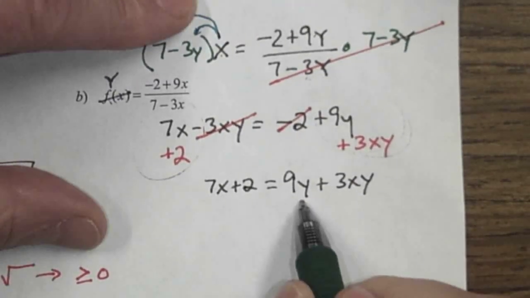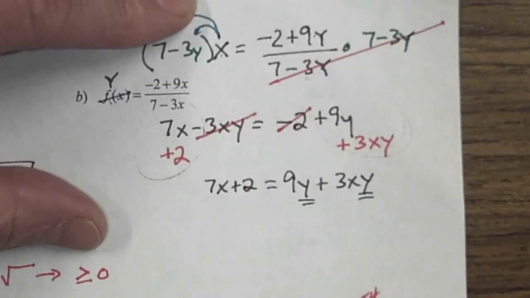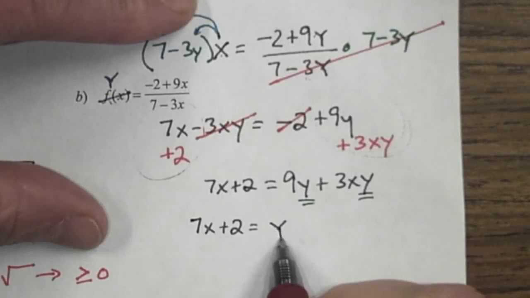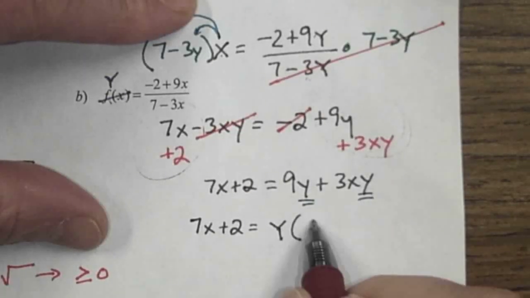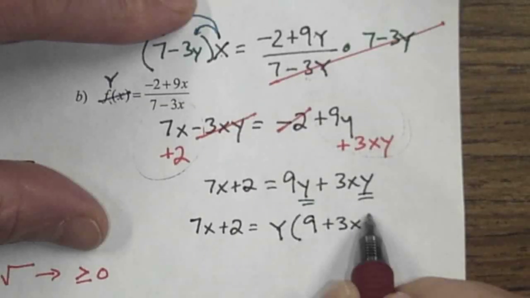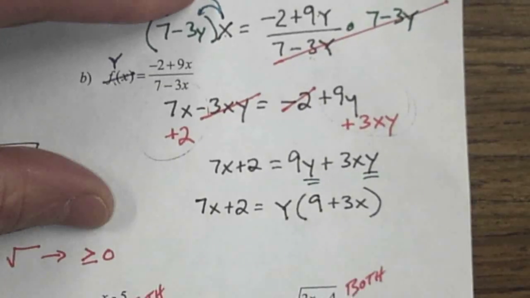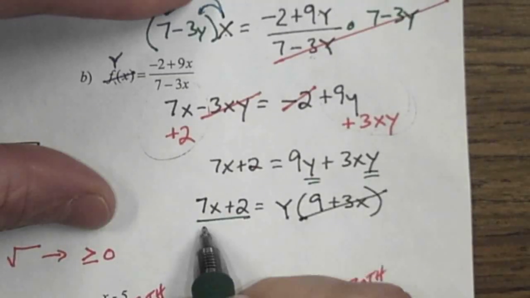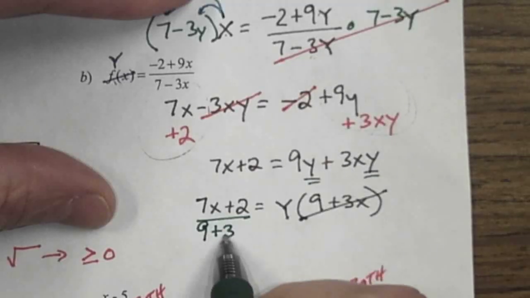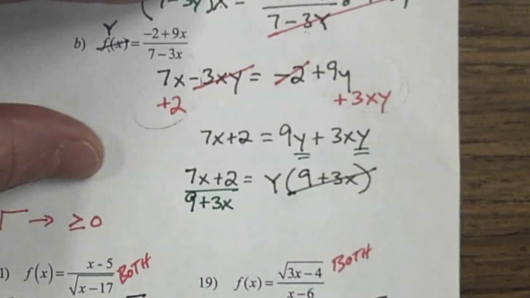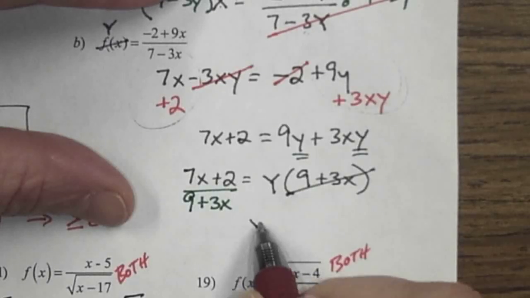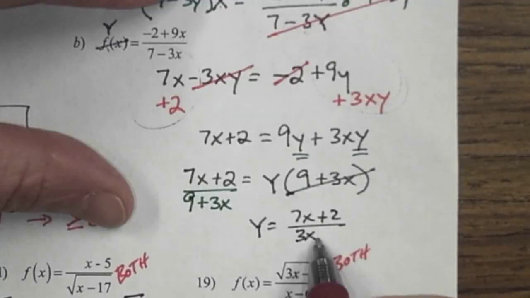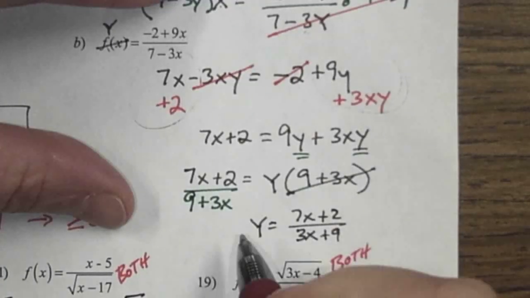Now I'm going to take this y right here and I'm going to factor it out. I'm going to write 7x plus 2 equals y times, now take the y out, 9 plus 3x. Lastly, I'm going to take this part right here and divide it over 9 plus 3x. Now that could be switched and made to 3x plus 9. It will not make a difference. 7x plus 2 over 3x plus 9. I think that looks nicer.